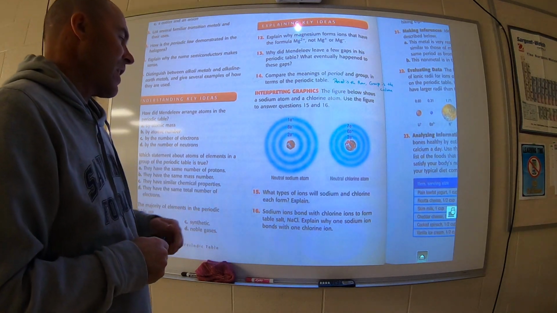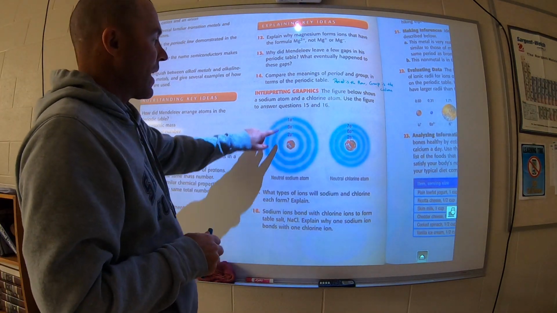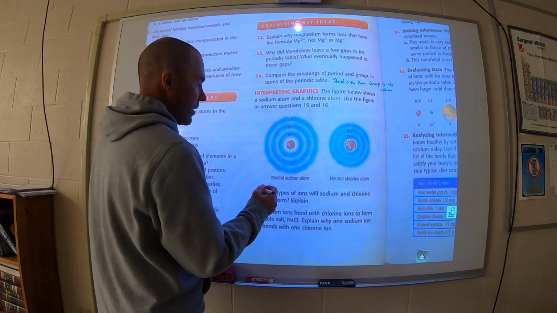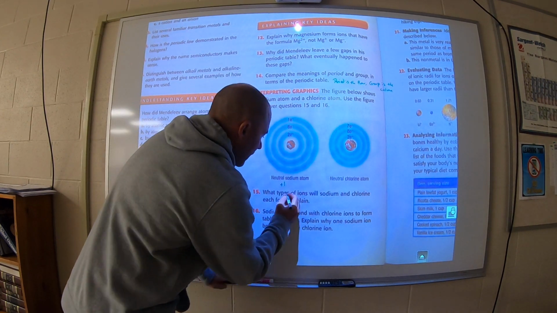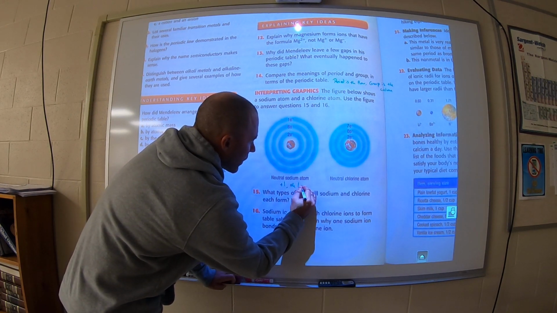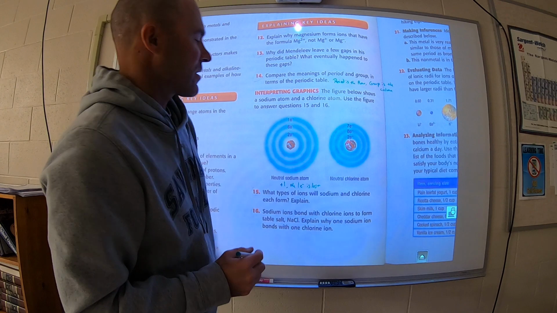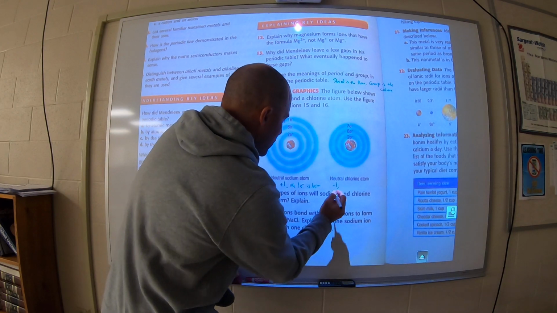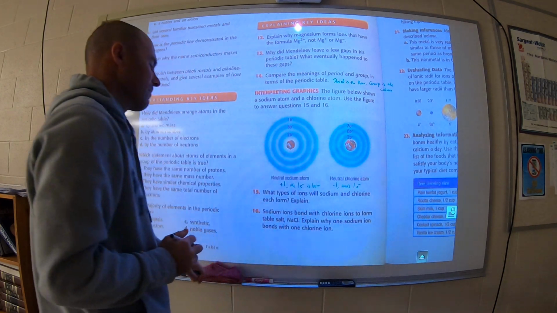So 15 says, what type of ions will sodium and chlorine each form? Explain. Well, sodium has one valence electron, so it's going to be a +1 ion. So I'm just going to put up here +1. The one electron is lost. And then chlorine has 7, so it's going to gain 1. So it's going to form a -1 ion because it needs 1 electron.